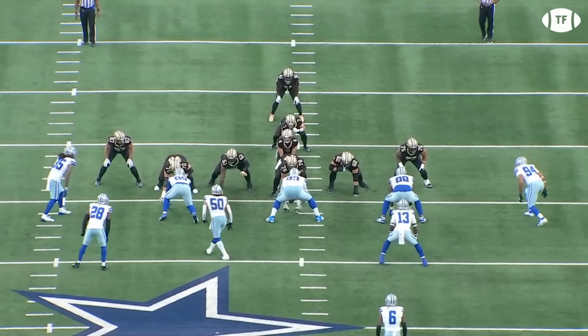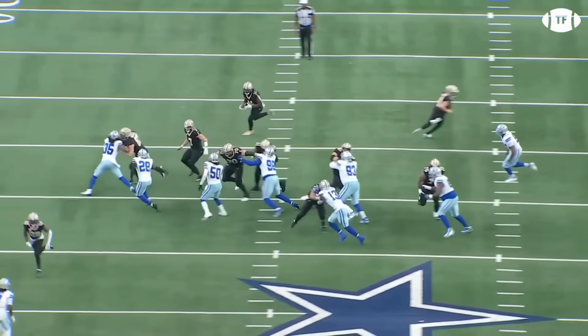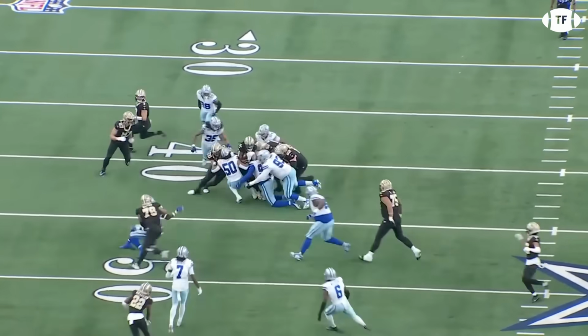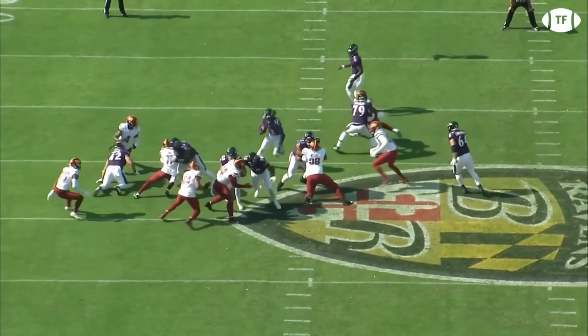Then, there are the two categories of run, gap schemes or zone schemes. Zone is easy, the line blocks in one direction, and the back will read down the line, cutting to the first available hole. Gap schemes are aiming at a specific gap, using down blocks, leads, and pullers to create the angles to open a crease.